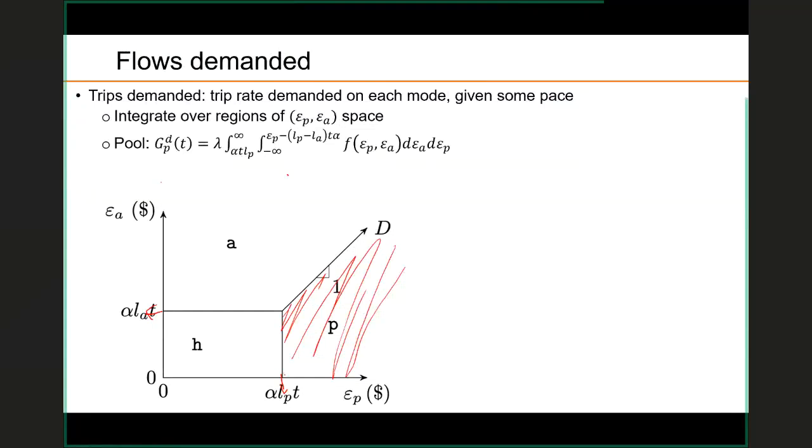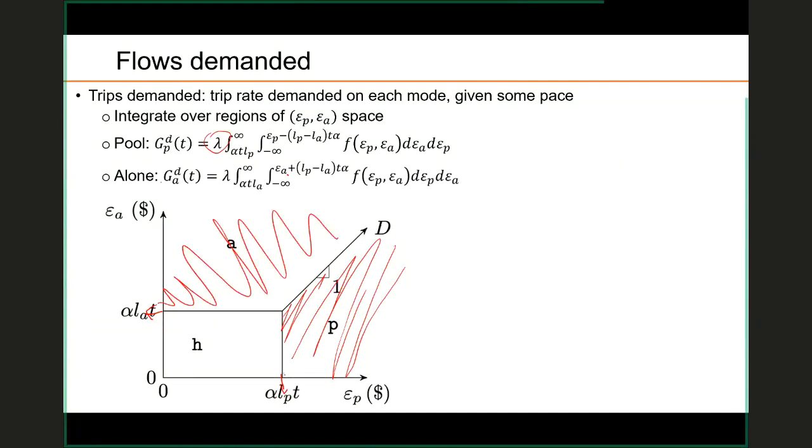the probability that somebody chooses pool, and if we multiply that by the population mass, lambda, that gives us the rate of trips demanded on pool. Likewise, if we integrate over this region, we get the rate of trips demanded on alone. So for a given travel time index, we see how many people are choosing alone versus pool. To do that, we just integrate over these regions. That's what these integral bounds give us, and this, again, is the joint distribution of epsilon p and epsilon a in the population.